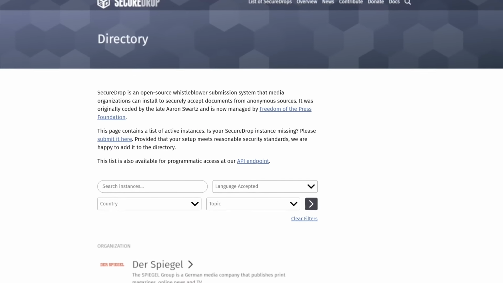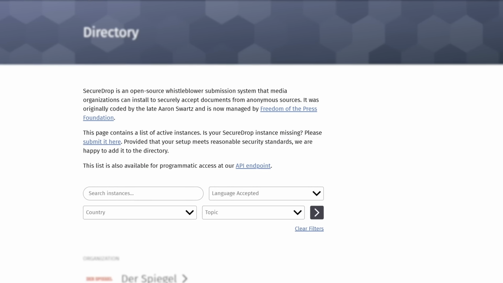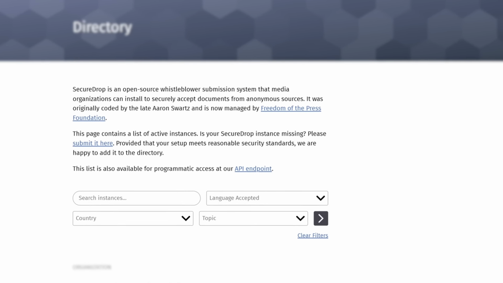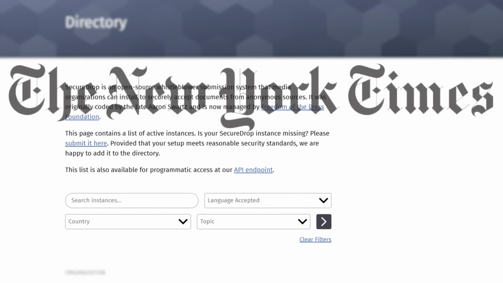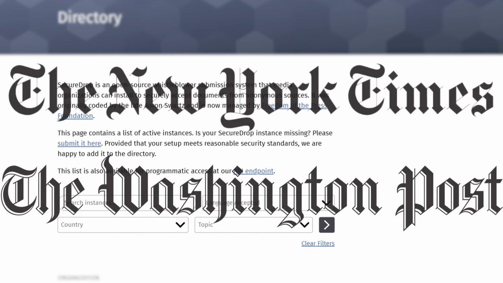There's also a site called SecureDrop that allows you to anonymously share information with large news and journalism outlets, such as the New York Times and the Washington Post.